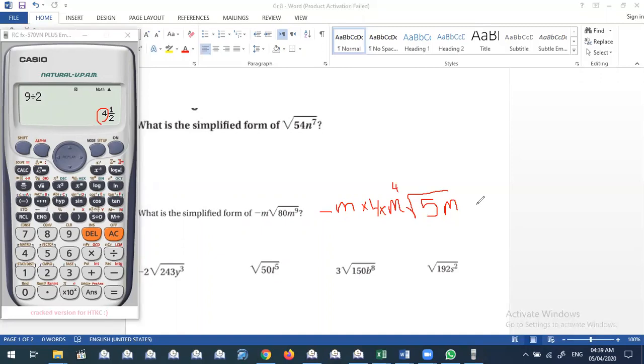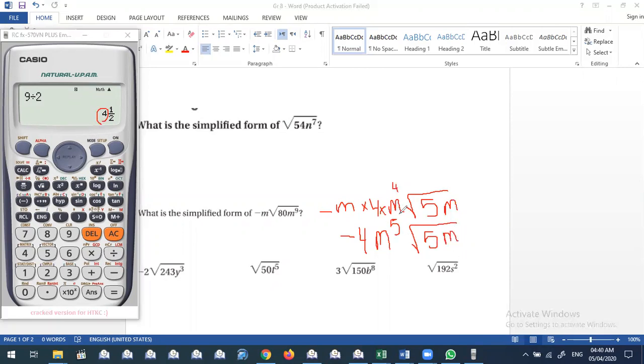So I'm going to write 1 or keep it like that. Again, here you have to find the answer of this: negative m times 4 times m power 4. Negative 1 times 4 is negative 4. m times m power 4 is m to the power of 5, because when we multiply the same base, we add the power. Square root 5m.